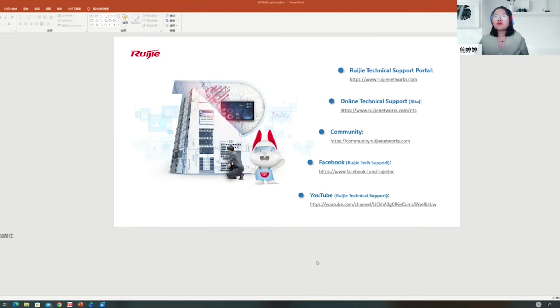Someone said Wiz is a free application. Actually not. Ruijie Cloud is free, but Wiz is not free. And for the details of the fee, maybe you can contact the Ruijie sales team.